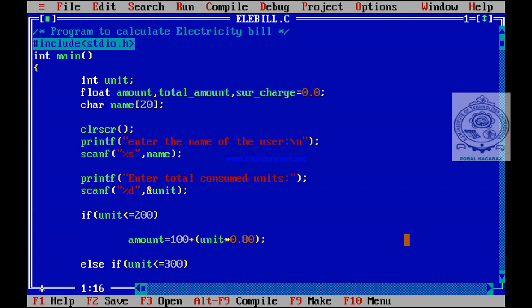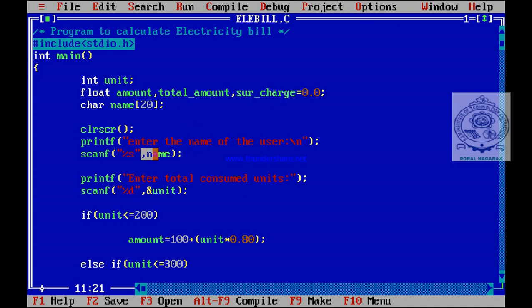This is your program to calculate electricity bill. Here we have two input variables, unit and name, and one output variable called total amount. Total amount is the output variable. Then we calculate the amount, and if it exceeds 400 we add the surcharge. Initially surcharge is 0. Unit is integer data type. Amount, total amount and surcharge are float data type, and name is an array of characters.